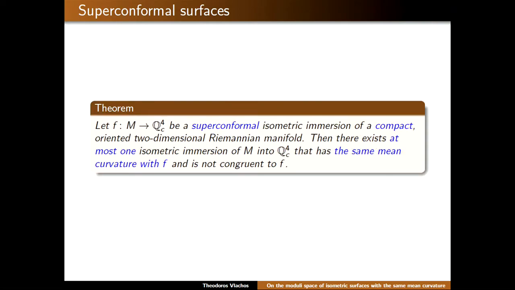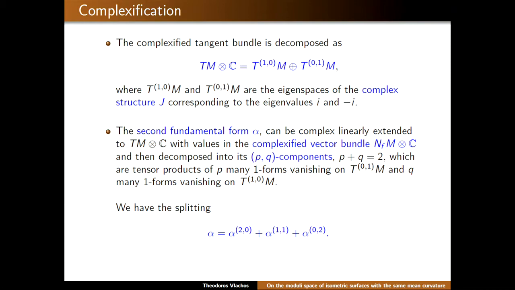In the particular case of compact superconformal surfaces, we show that there is at most one other surface that has the same mean curvature with a given superconformal surface. So I would like to give an idea of how we approach this problem.